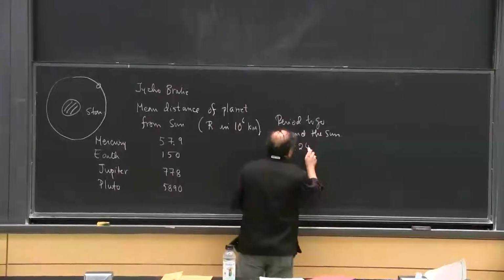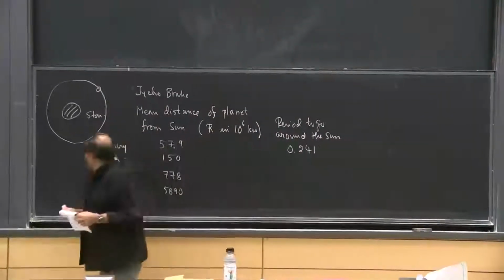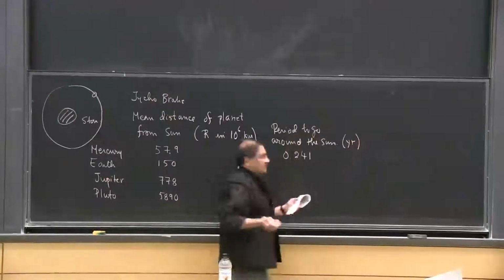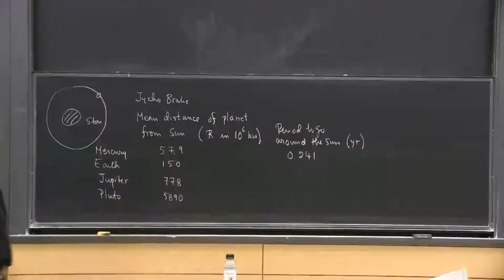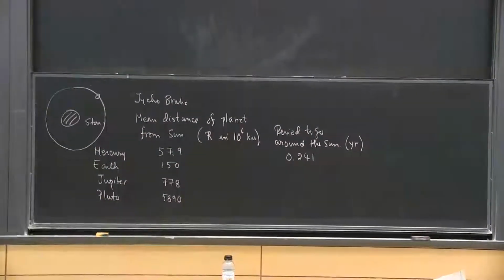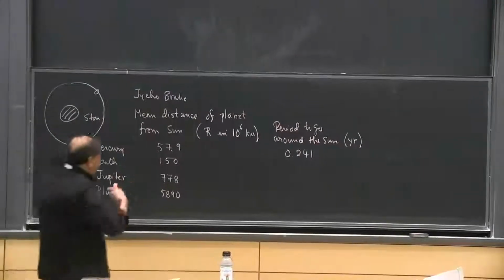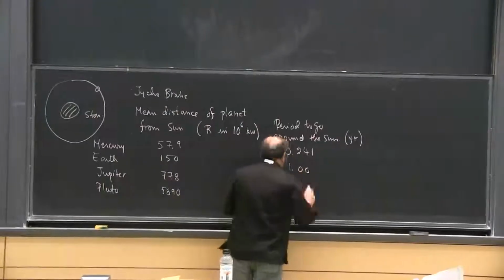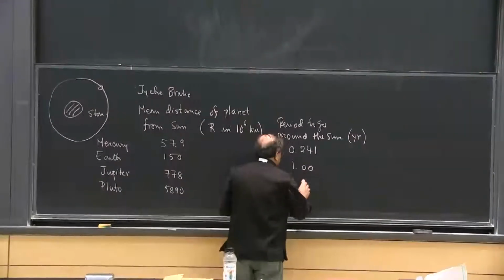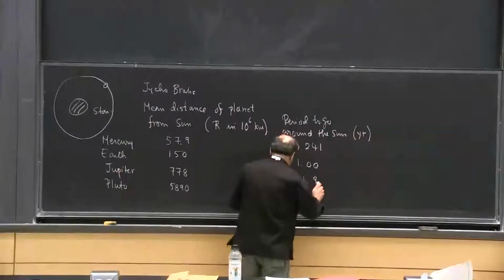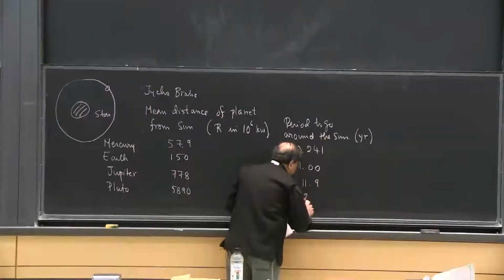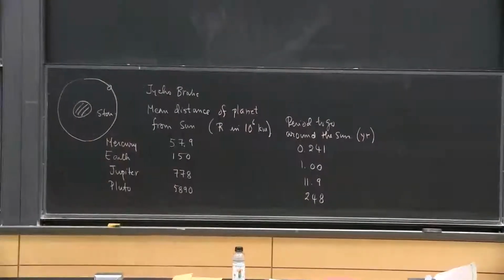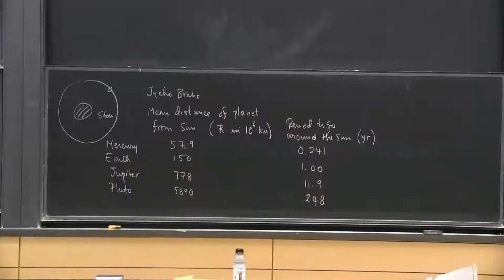Mercury is pretty fast. It's 0.241 per year, in Earth year time. So in other words, it's about a quarter of a year, which is 1/4 of 12 months, about 3 months, slightly shy of three months is Mercury's year. Earth we know is a year, 1.00. For Jupiter, it takes almost 12 years to go around the sun. And for Pluto, it takes a whopping 248 years to go around the sun once. That's Pluto's year. So by Pluto standards, you'd be a few months old.